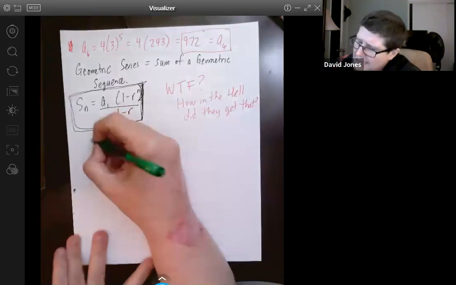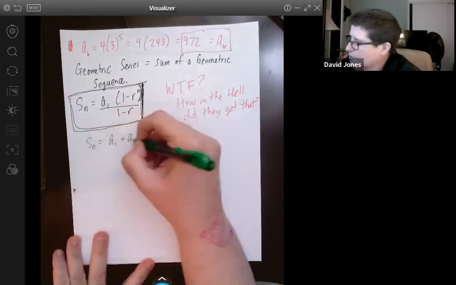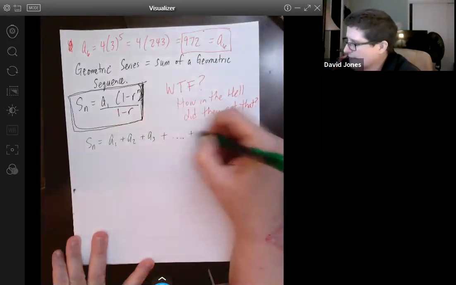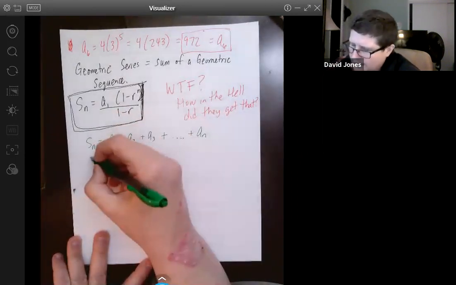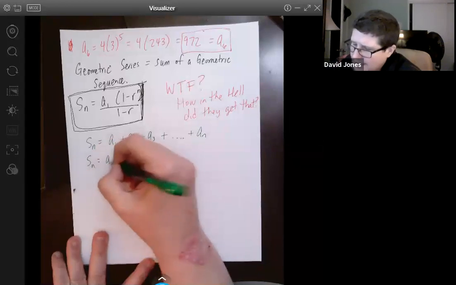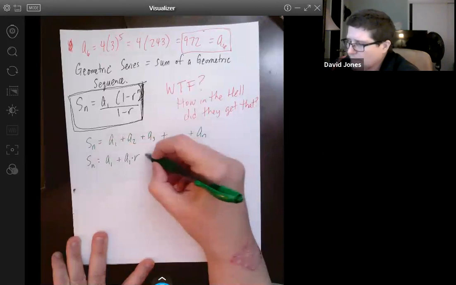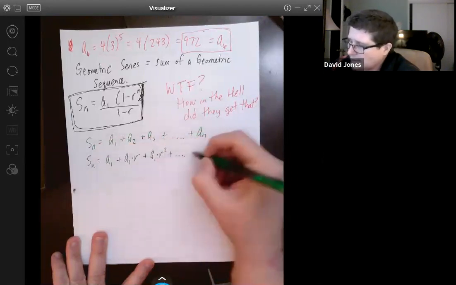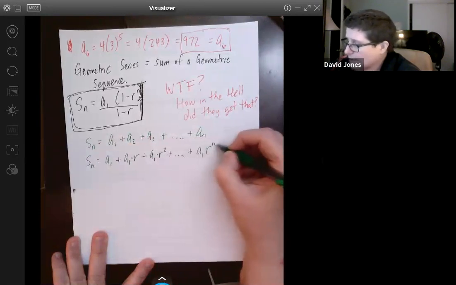So S sub n, we know what S sub n is. S sub n is a sub 1 plus a sub 2 plus a sub 3 plus dot dot dot plus a sub n. And in the geometric sequence, this is a sub 1 plus a sub 1 times r plus a sub 1 times r squared plus a sub 1 times r to the n minus 1.